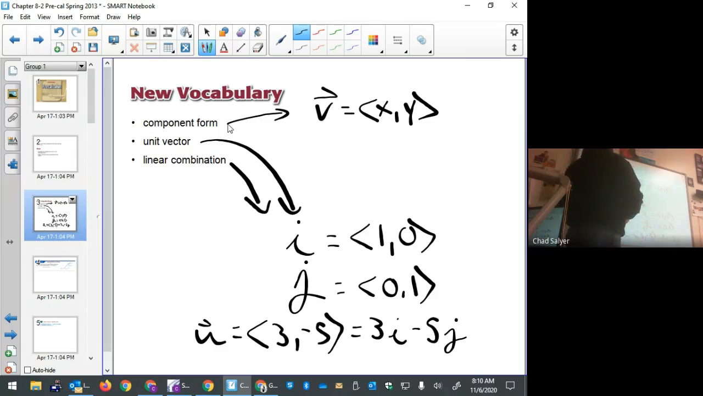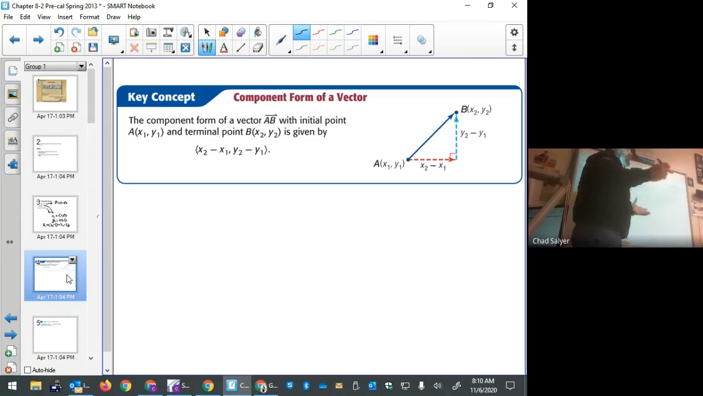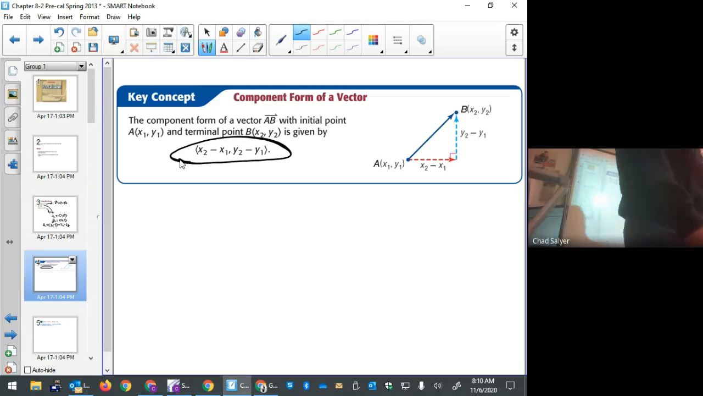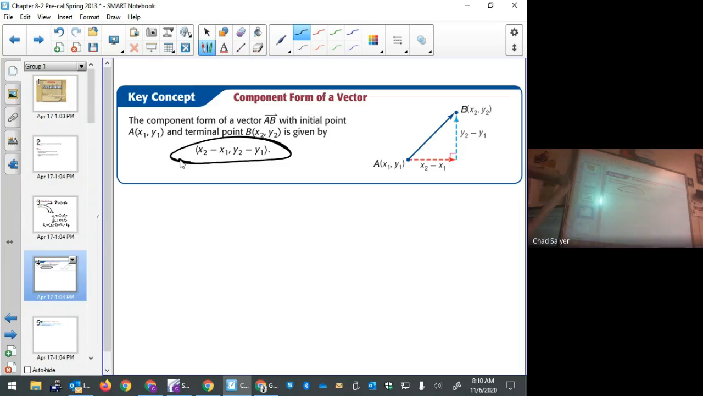It basically says to know the x and the y values for a vector, if you know the initial point and the terminal point, then the vector between A and B is going to be this right here. So x sub 2 minus x sub 1, and then comma y sub 2 minus y sub 1. So you take the values from the terminal point and subtract away the values from the initial point, and that gives you the displacement in that direction of the vector in question.